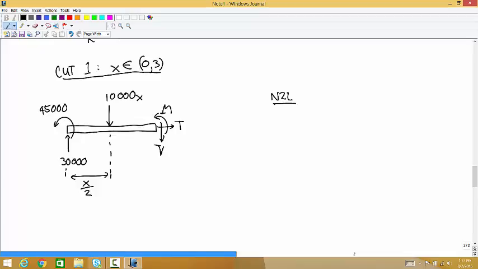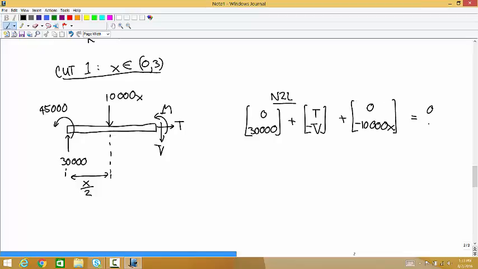So Newton's second law says 0, 30,000 plus T, negative V. We almost forgot this: 0, negative 10,000 x. Is equal to zeros. So there's no internal tension. There's an internal shear force of negative 10,000 x plus 30,000.